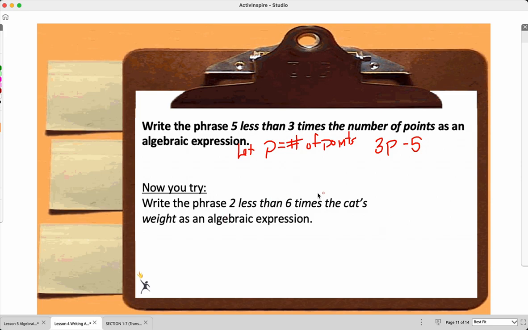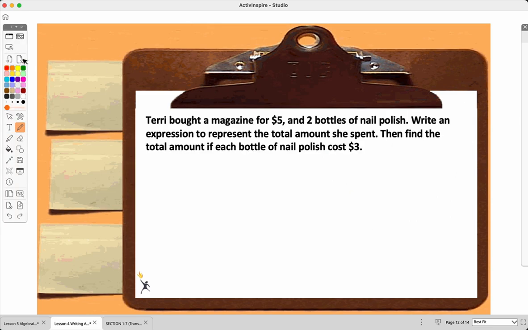All right, let's see what we've got. I'm going to say C is the cat's weight. All right, now that I have that, I can say 6 times, 2 less than, so there's my turnaround phrase, and there's my other word phrase, so 6C minus 2. All right, so we've got a really great handle on this one. Let's take a look and build this one.